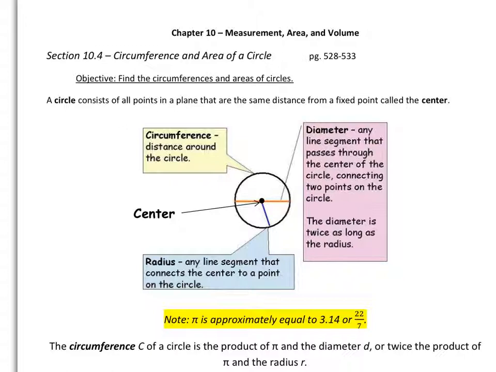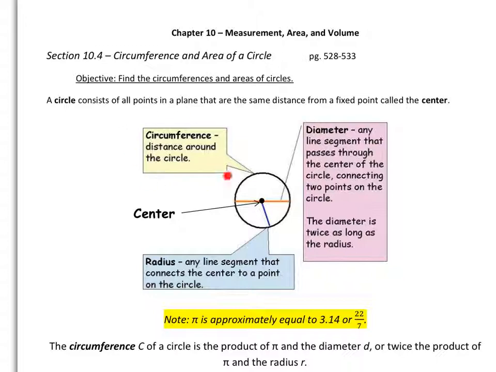Now if you want to draw a line through the center all the way across the circle, this is called your diameter. It's any line segment that passes through the center of the circle connecting 2 points on the circle. Since the radius is halfway across, the diameter is all the way across. The diameter is twice as long as the radius.